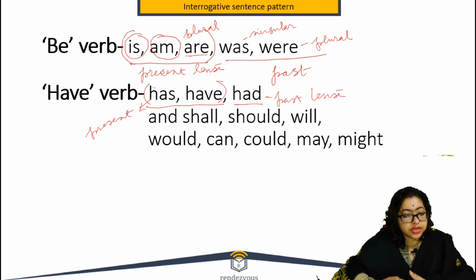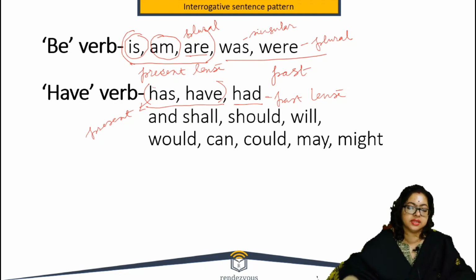and if we have shall, should, will, would, can, could, may, might, these verbs, the rule is the same. You have to put the verb before the subject to make an interrogative sentence from an assertive one. So this is the simple rule of making interrogative sentences from assertive sentences.